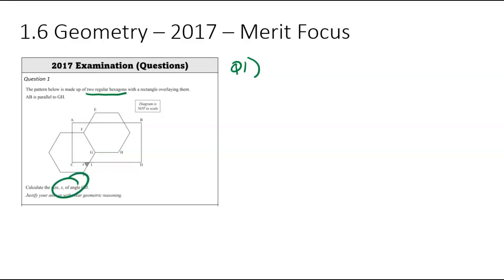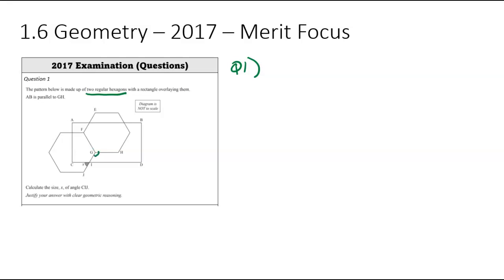We've been asked to calculate the size of angle X, which is angle CIJ. So let's jump into it first. And what I'm going to do, this area is really going to be the focus of what we're doing. And the thing that I see is this angle, and this angle, they are all going to be that same regular internal angle of a hexagon.